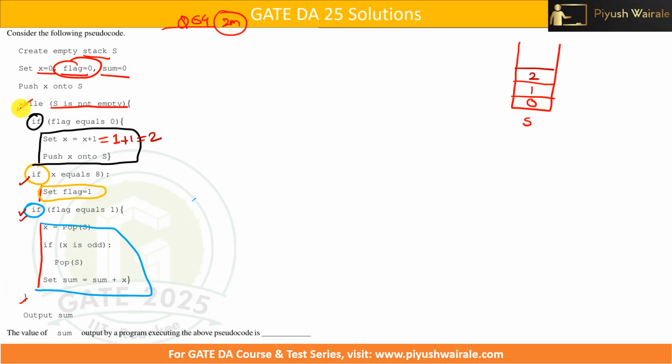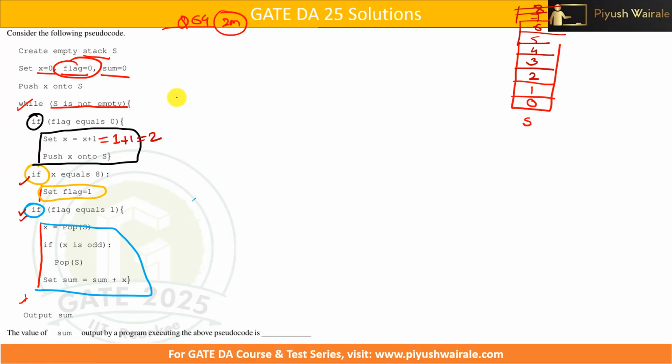So again we are going back to the while loop. Again we are checking flag equals 0. Yes. So in this way we are setting x equals x plus 1, incrementing the value of x and pushing that into the stack, till x equals 8. Okay, I hope you understand how this pseudocode is working here. So we are adding 3, 4, 5, then 6, 7, and then 8 here, for example, right? So 0, 1, 2, 3, 4, 5, 6, 7, 8.